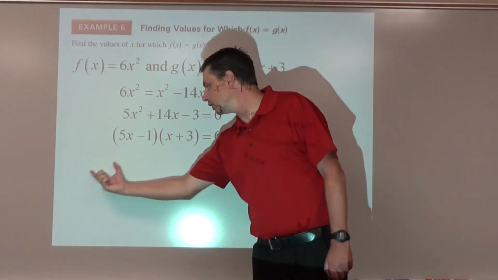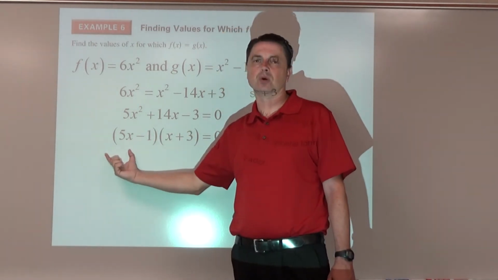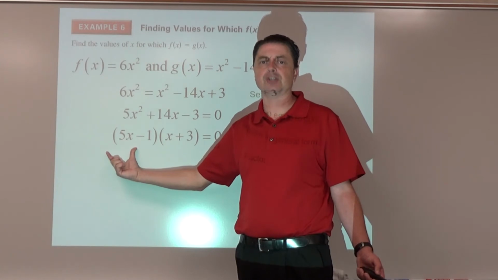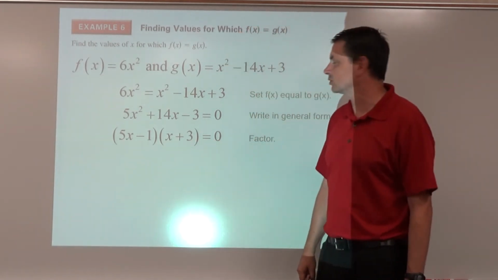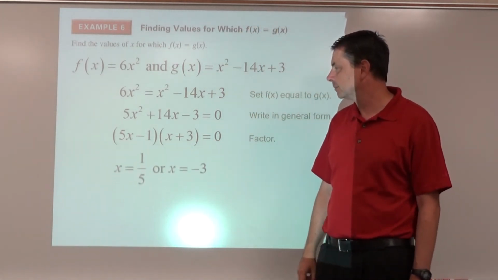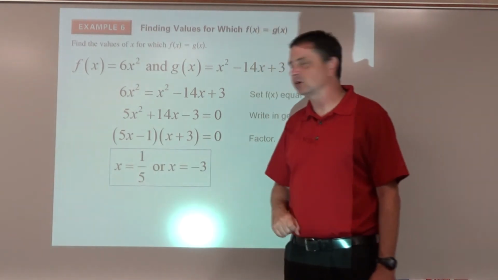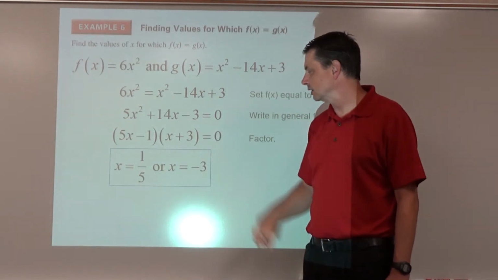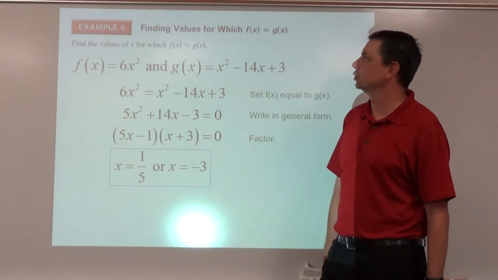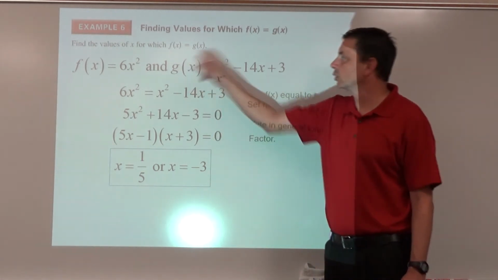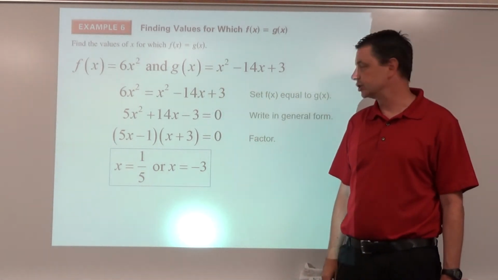If we set both of those equal to 0, 5x minus 1 equals 0 becomes a two-step equation that you can solve. And then x plus 3 equals 0 is a one-step equation where this is going to lead to x equals 1/5. And this is going to lead to x equals -3, and those are the two values of x for which the two functions would be equal to each other.